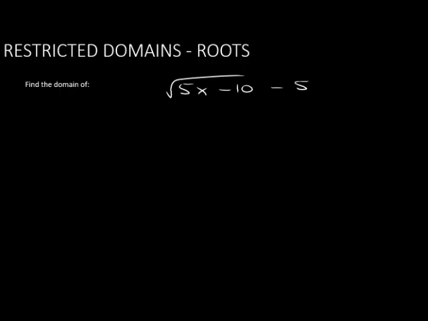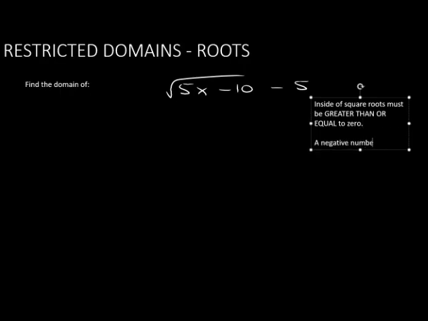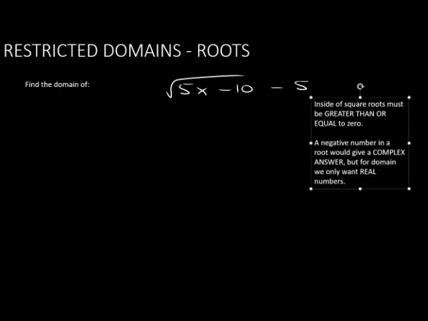Here we'll introduce a rule that we call the root rule. For square roots, the inside of the square root must be greater than or equal to 0. The reason for this is if we take a square root of a negative number, we will end up with a complex answer. And when we're dealing with domains, we want only real numbers, not complex numbers. Therefore, we will look only to the inside of the root. The minus 5 on the outside of the root will not affect the domain.